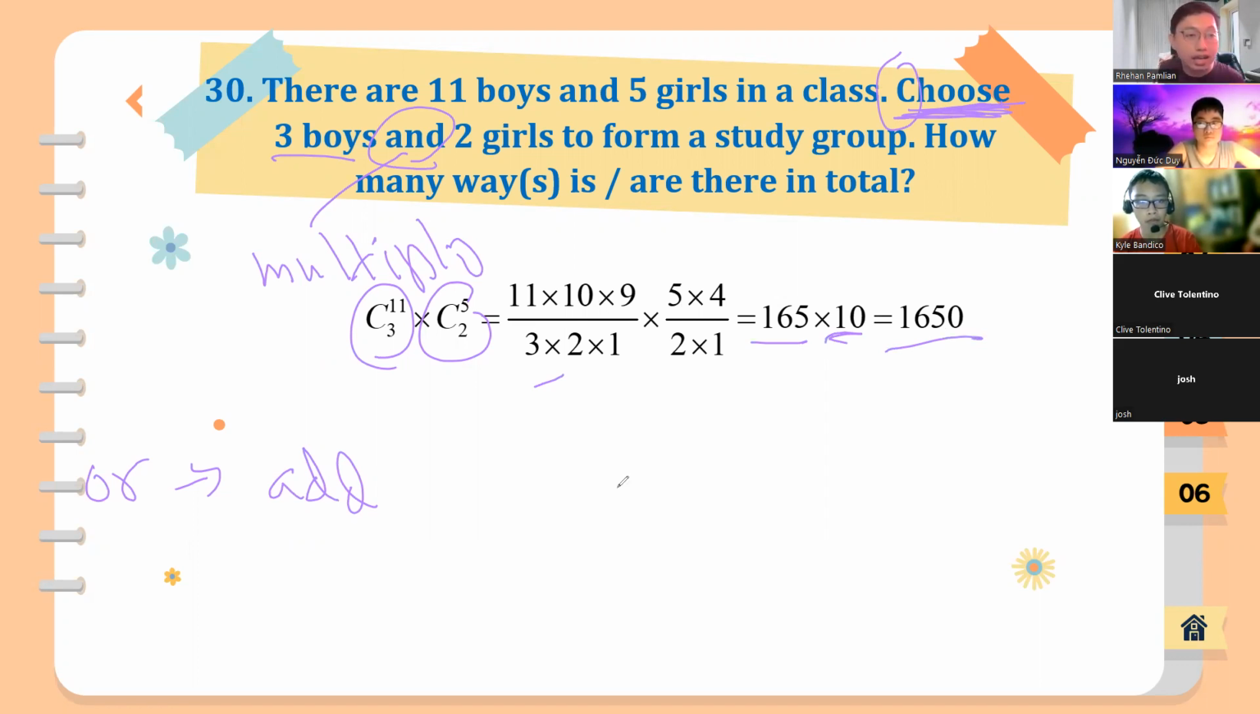I assume you already know the process of getting this because that's a combination, and I think you know how to do that. So basically that is your answer to this problem. That is how you solve it, guys. Do you have any questions? 1650 is our answer. Did you guys understand? No questions?